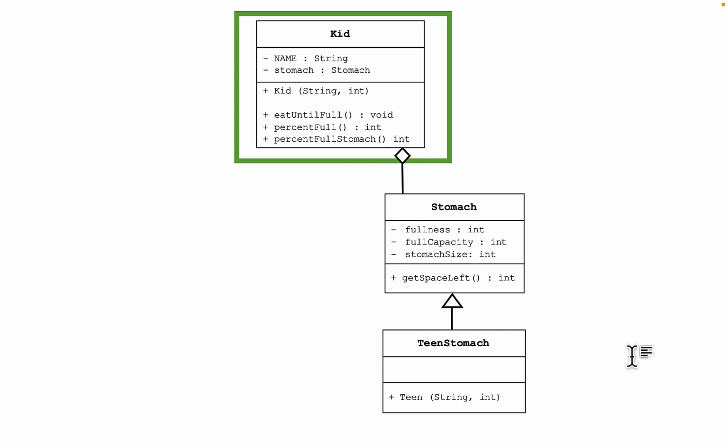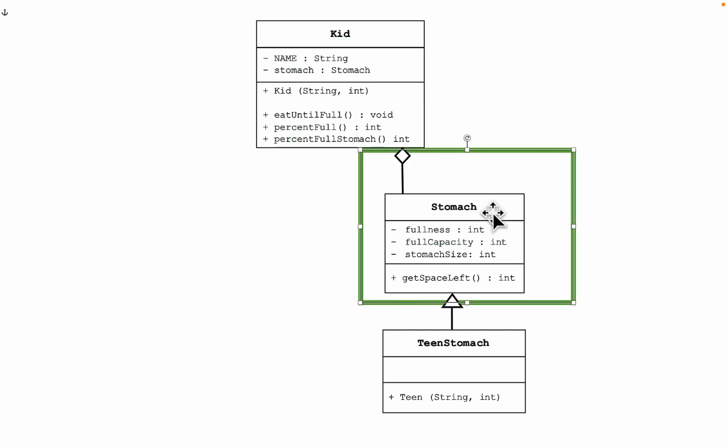Kids also have a stomach. They're ruled by that stomach. And we'll look at what a stomach object looks like after the fact. This kid object is going to have a constructor method. It will have the same name, kid. And then we see that there's a couple other public methods that we're going to create. Eat until full, full, and full stomach. All of this is playing with the notion of the kid having a stomach.